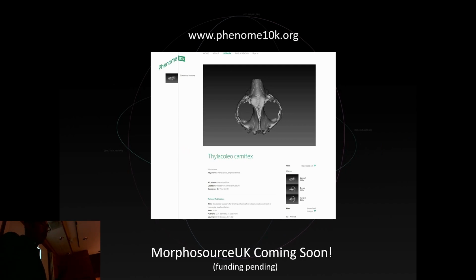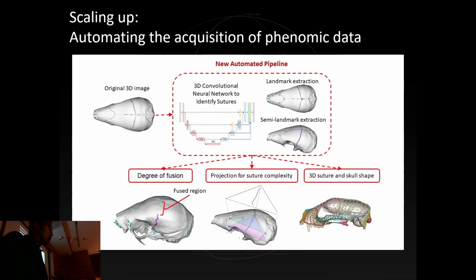And additionally, people are increasingly sharing this data, which makes it easier to get more data scans. So we are working on sorting out, organizing and curating all the scans made in the UK, and hopefully we can set up MorphoSource UK soon, so people can easily access and download all this data.